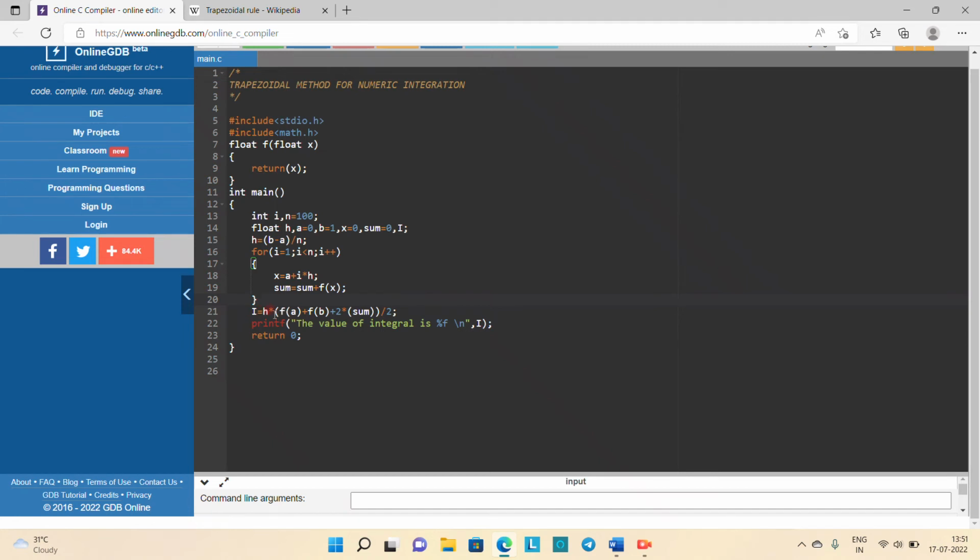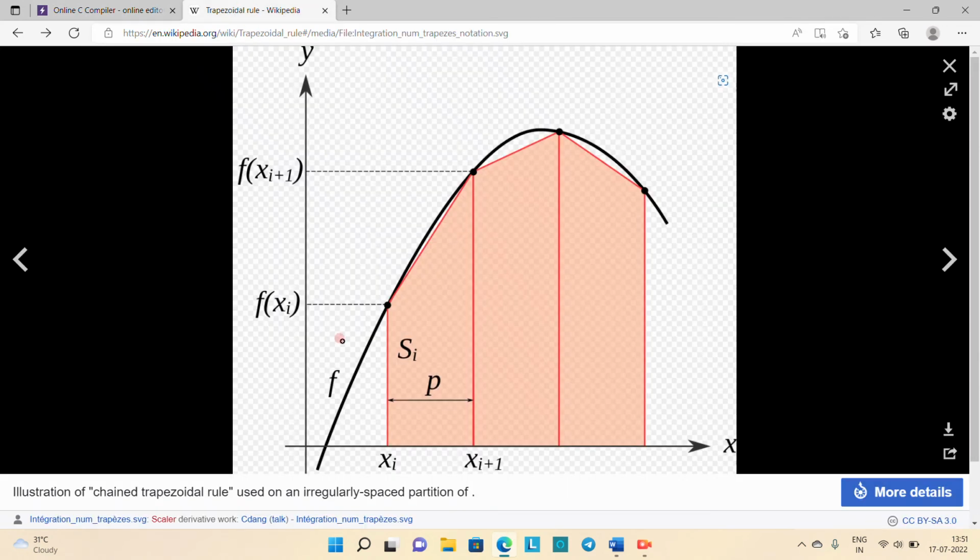The integration value must be h into value of f at the lower limit plus value of f at the upper limit, and 2 into sum. Sum means this: from i equal to 1 to n minus 1, the addition of all the values, as I have told you here. Let's say x1 to xn minus 1, all the middle values we are writing as sum.